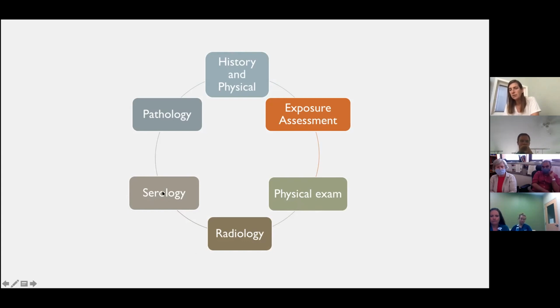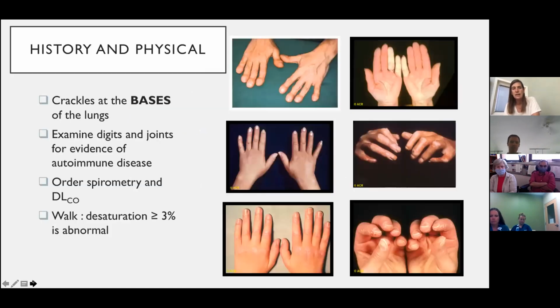We have our serologies to look for autoimmune, and we have our pathology. So let's break that down. Thinking about our history and physical, you guys are pulmonologists, so you don't need me to tell you that crackles at the base of the lung are the most important finding. But when I do this talk for general practitioners or internal medicine or family practice, I remind them that they have within their power to make that early diagnosis of ILD by just listening to those crackles. So hopefully you're telling your colleagues that as well, that that's really helpful.